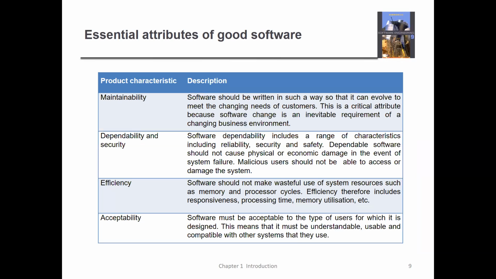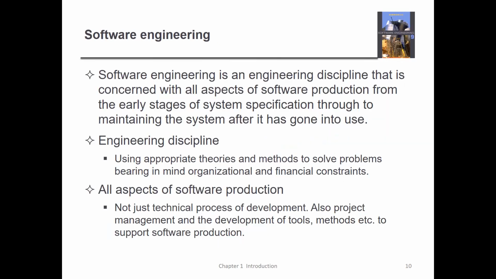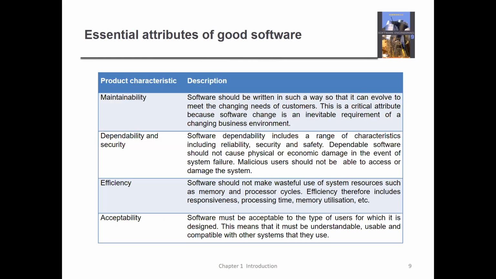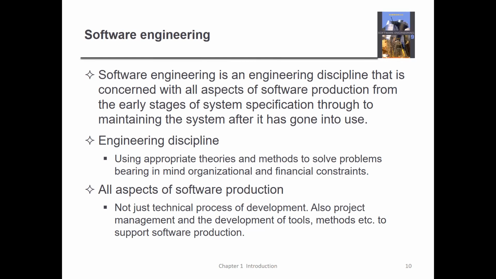Then we moved to the essential attributes of good software. From the product characteristics, we had maintainability, dependability, security, efficiency, and acceptability. These are the product characteristics that good software should have.